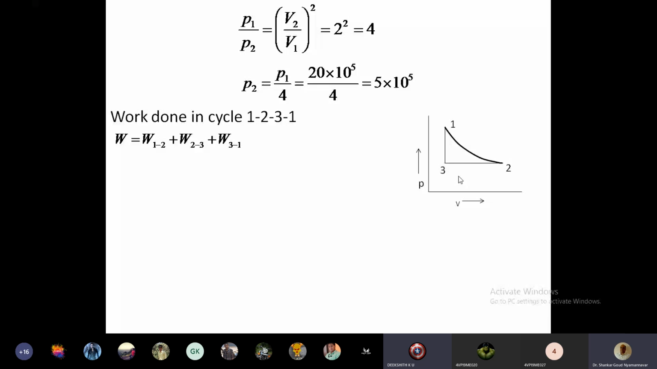In a constant pressure process, what is the work done? Pressure into change in volume, correct. So the change in volume is how much? 2 minus 1, that is 1. What is the pressure? Pressure is 5. So 5 into 1, correct?